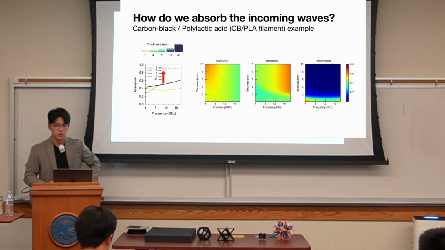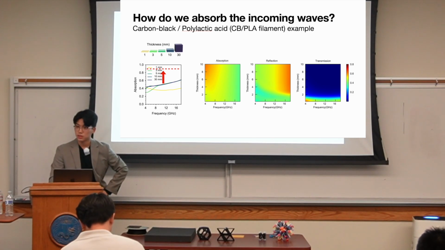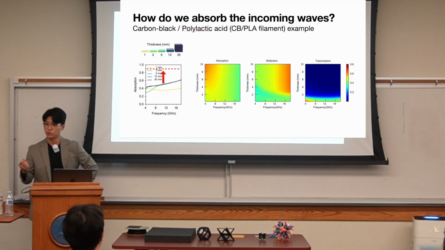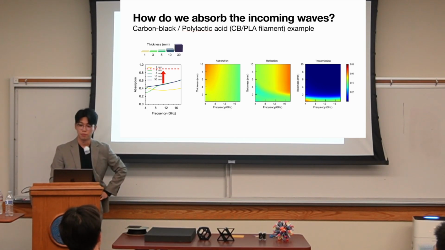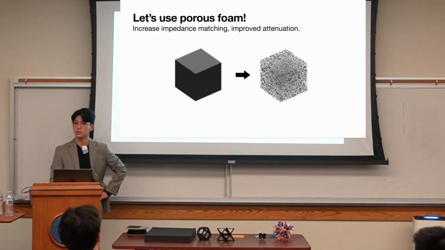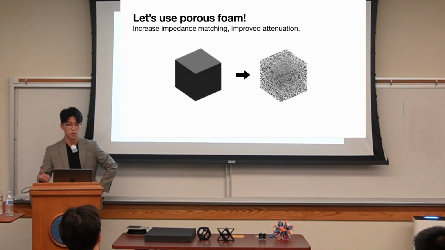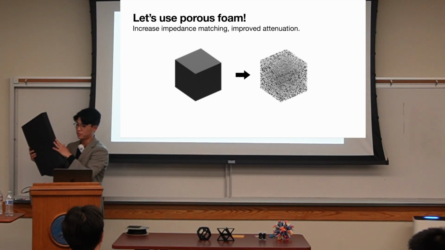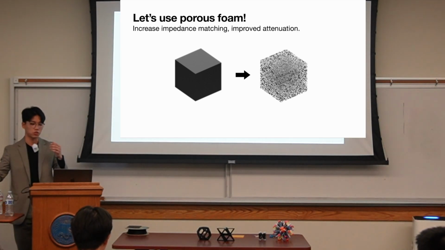So what we want here is to increase this absorption to over 90%. So with this given material, how do we increase this absorption? Maybe the simplest answer is to use porous foam. And what I mean by porous foam is like this sponge that we often see as a lightweight structure.